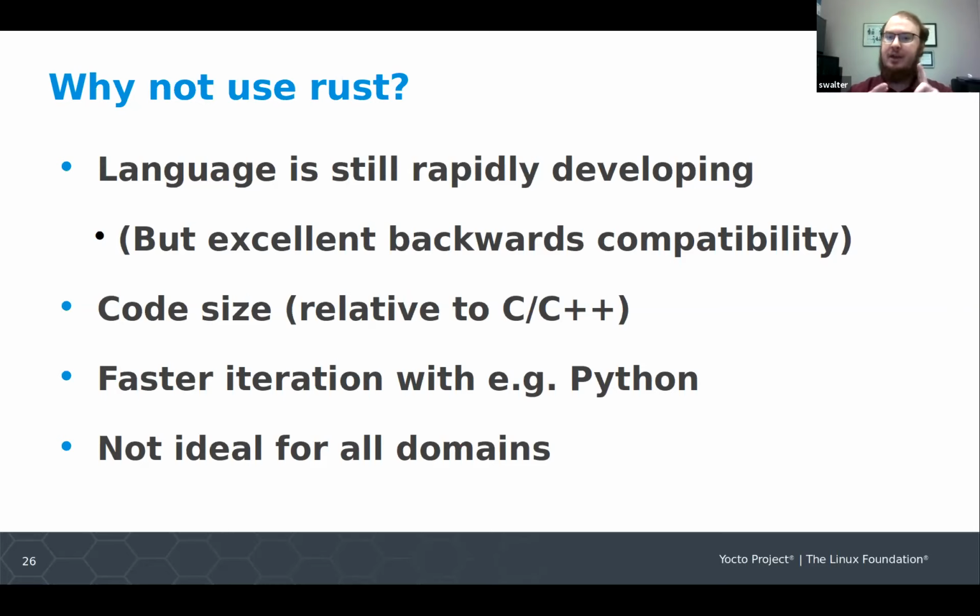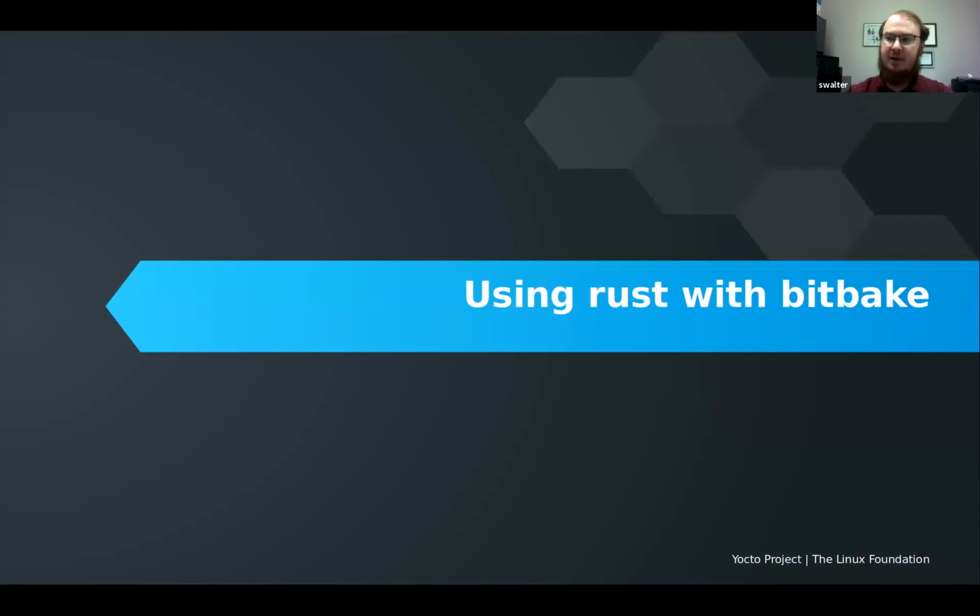We are using async features, all the high level features of the language, and that makes that a much more tolerable environment. I think I'm a little bit behind on my time, so I'm going to skip ahead a little bit and talk about, now that I've convinced you that Rust is awesome and you want to use it for all your projects, well, how do you do that if you have a bitbake-based project?